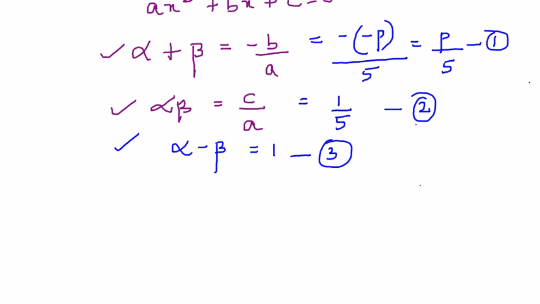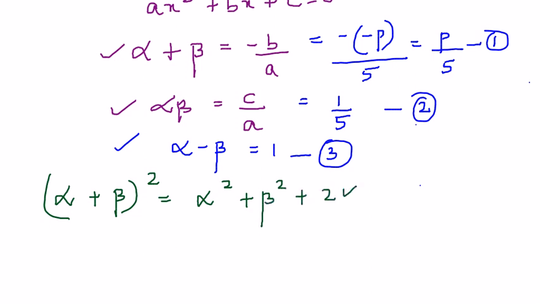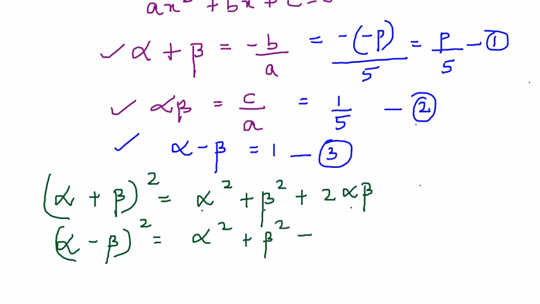So if I have to use these three, then I am going to use the formula: alpha plus beta the whole squared is equal to alpha squared plus beta squared plus 2 alpha beta, right? You know this, a plus b the whole squared is equal to a squared plus b squared plus 2ab. Likewise, alpha minus beta the whole squared is equal to alpha squared plus beta squared minus 2 alpha beta. Correct? A minus b the whole squared is a squared plus b squared minus 2ab.